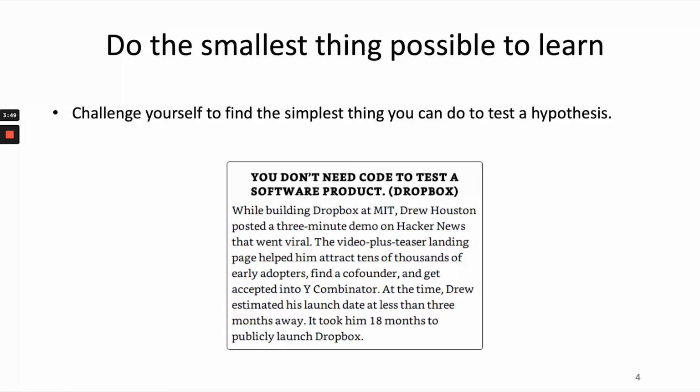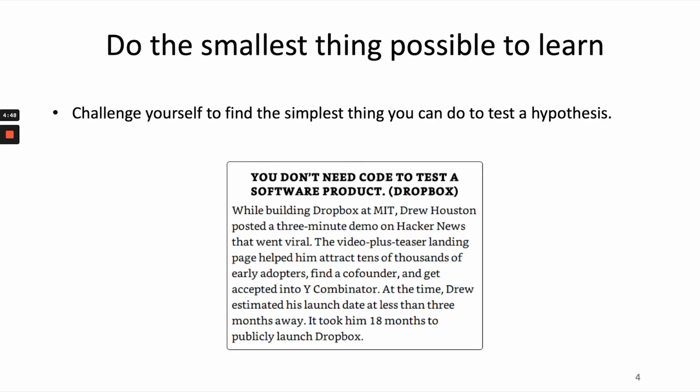I would like to explain two examples from the book Running Lean, which show that you actually don't need to create the final product to receive a strong insight into whether you are on the right path, whether your business idea has the potential to be successful. So the first example is Dropbox. I've already given you the case study, which is based not only on the book Running Lean, but also on other materials.